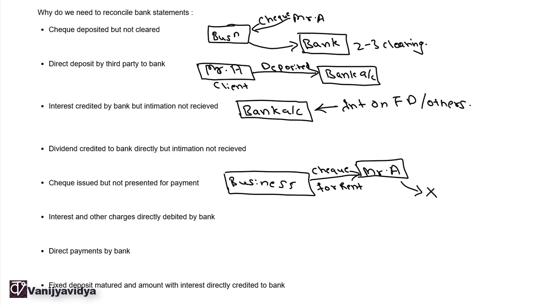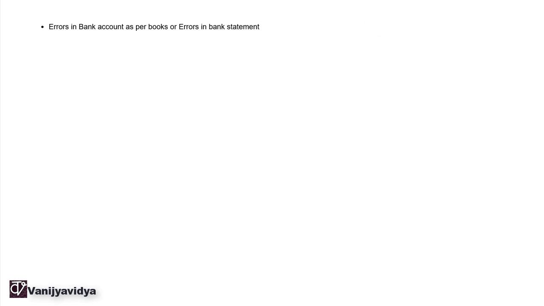Now apart from all this, there is one more reason. Let's see: errors in the bank account as per books or errors in the bank statement. Sometimes there can be errors in our bank account as per books. Either it can be an error of omission, that is the entry is not passed at all, or the entry is wrongly passed in the books of accounts. Similarly, there can be errors in the bank statement. For example, say the bank has charged some amount wrongly to our account or debited some charges which are no more required to be borne by us.